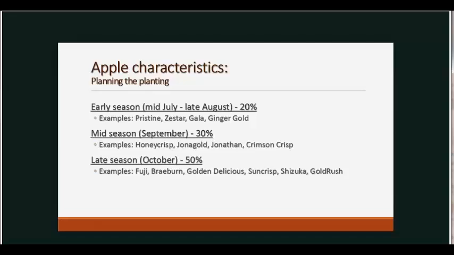And then the big window, when most people are expecting apples to come in, and you no longer have a lot of the other fruits on the market, like peaches, would be in October, and that's when you're getting into what we call our fall apples or our late season apples. So those are the Fujis, the Braeburns, Golden Delicious, Suncrisp, Gold Rush, things like that. And so when you look at that mix, that's probably one of your first steps, selecting apples in those particular windows so that you're not overloaded in one particular area.